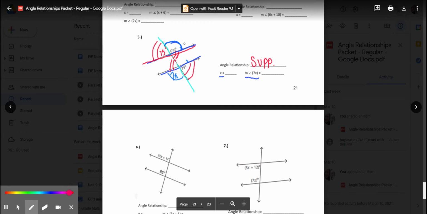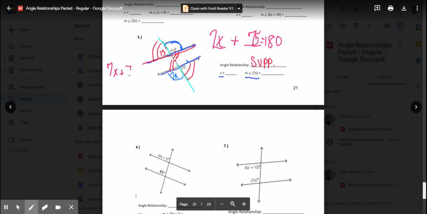And now I can write the equation. Since they're supplementary, the two angles add up to 180 degrees. So I'm going to pick the one with the x in it first, 7x, plus the other angle, 75, equals 180. So that's the equation I'm going to solve. I'm going to write over here, sorry, so I have more room. I don't have anything to simplify, so I'm just going to subtract the constant from both sides. Then I get 7x equals 105.